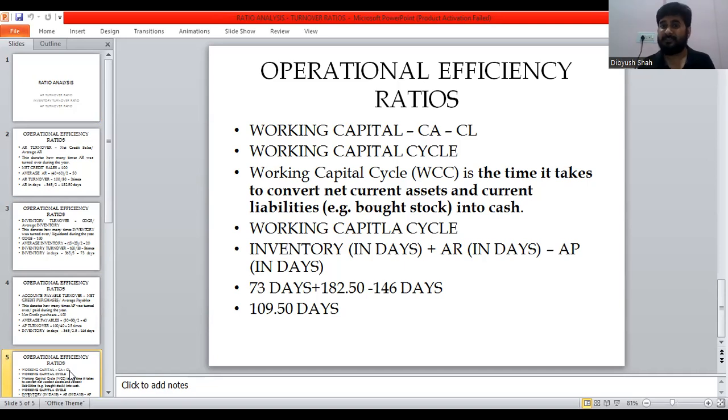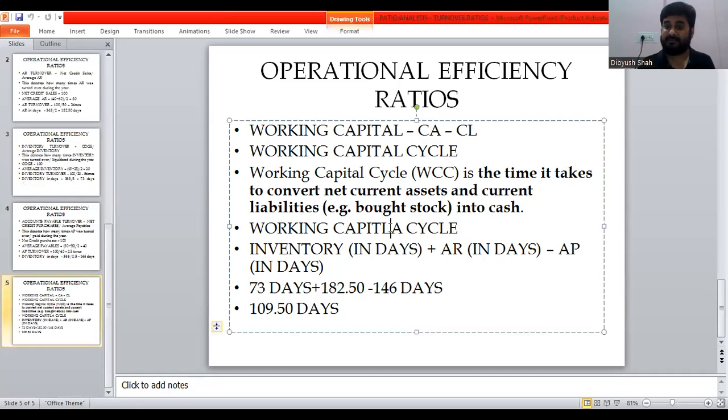What does it generally mean? Generally, guys, it means how much time it takes from when you purchased your inventory. So how many days it takes to liquidate your inventory, plus how many days it takes to collect your receivables, and then you deduct when you have to pay your payables. In my example, it took me 73 days to liquidate my inventory in full, inventory in days.